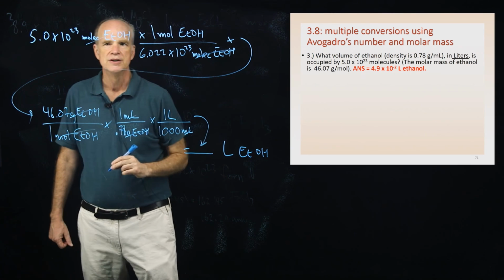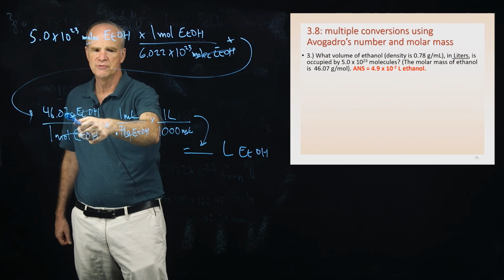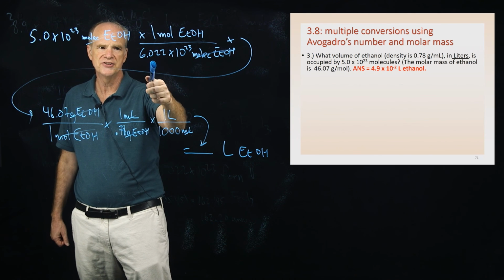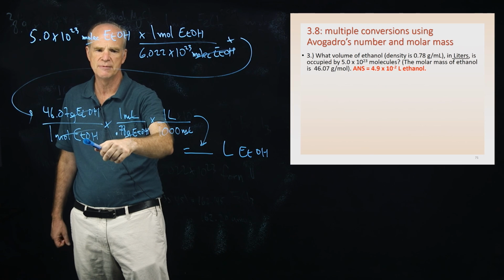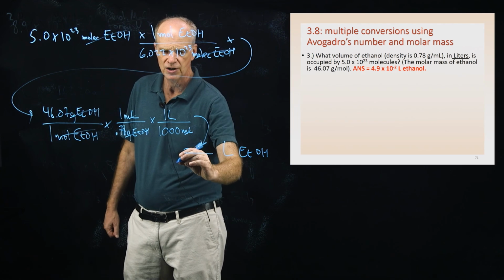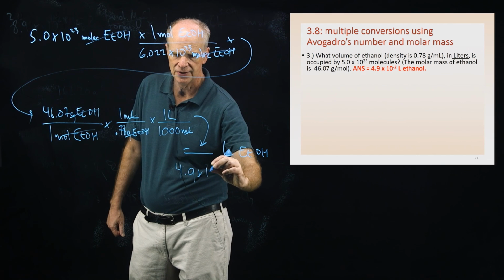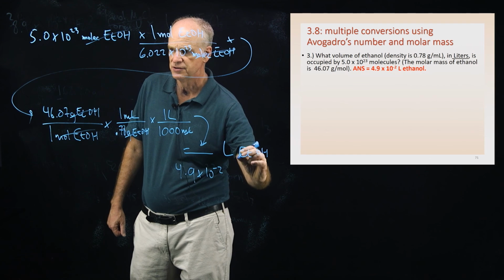And so if you were to take 5 times 10 to the 23 times 1 times 46.07 times 1 times 1, divide by 6.022 times 10 to the 23, divide by 1, divide by 0.78, divide by 1,000, you should come up with, to the correct significant figures, 4.9 times 10 to the negative 2 liters of ethanol.